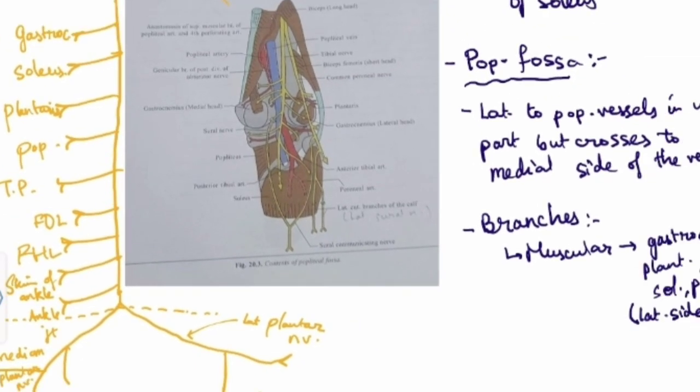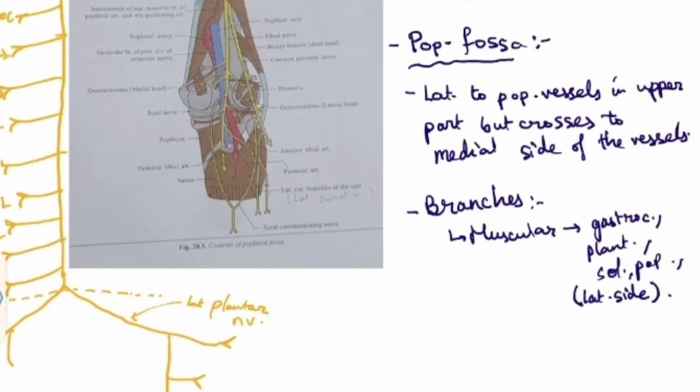Remember, in the back of the thigh, tibial nerve was giving branches from the medial side. So we said that the medial side of the sciatic nerve in the back of the thigh is dangerous. However, here it's giving branches from the lateral side. So the lateral side of the tibial nerve is dangerous. Just a viva question might come.